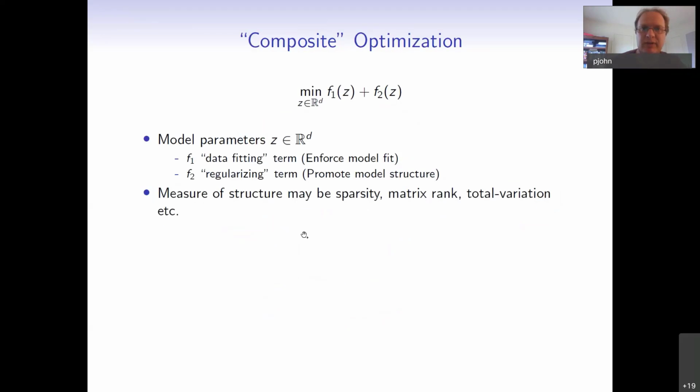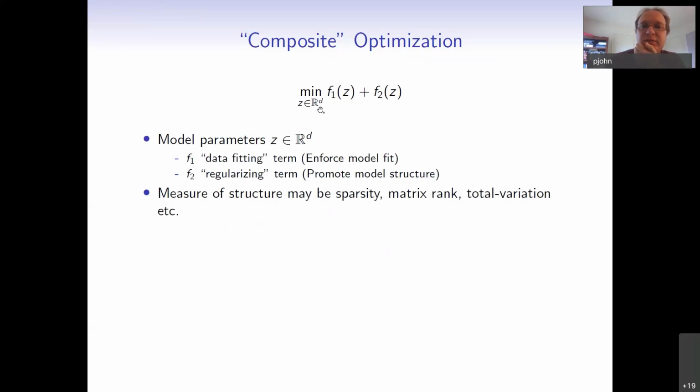Okay, so what optimization problems are we interested in? This is typically called composite optimization. What we mean by composite is when you have an objective function that is the sum of two terms. So this is our objective we're trying to minimize: f1 of x plus f2 of x.